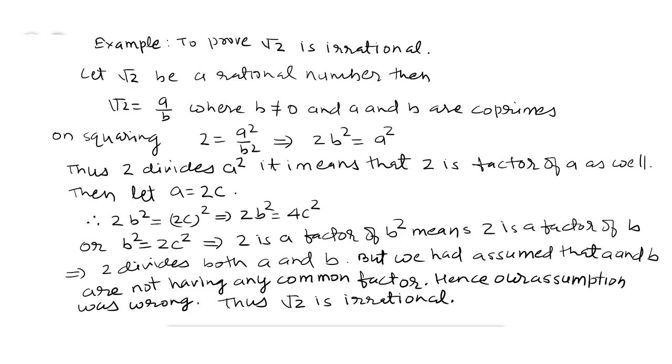Similarly, we can prove root 3 is irrational, root 5 is irrational, and in general root p is irrational where p is a prime number.